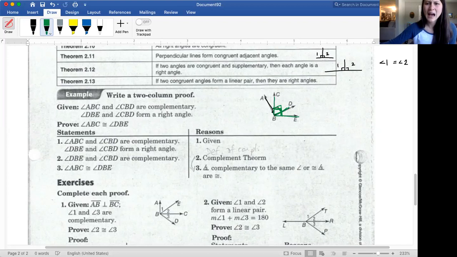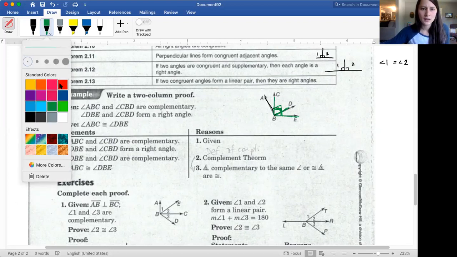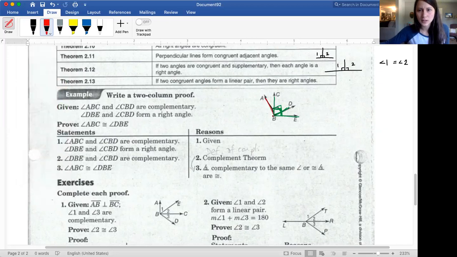So how can I prove that angle ABC, which is right here, and angle DBE are congruent? How can I prove that these two are the same? It looks like there's a theorem that describes it. Let's talk about what that would be. So we're proving this theorem now, basically.